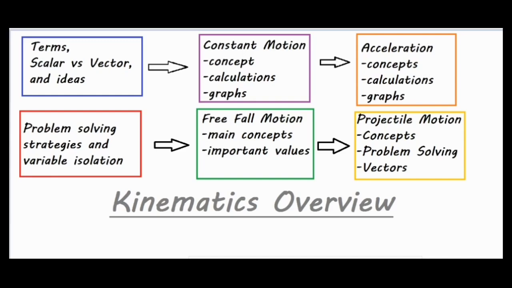And embedded in that, we're going to take a look at some problem-solving strategies and how to isolate variables. And then the last portion, we're going to start taking a look at 2 different things. We're going to be taking a look at free fall motion, objects only affected by the influence of gravity, its main concepts and important values. And then our most complicated part of our kinematics overview is likely going to be our projectile motion, which we're going to talk about concepts, problem solving, how to set up everything, and take a look at everything that's going on to develop a good problem solving approach to those different sorts of questions and different calculations.